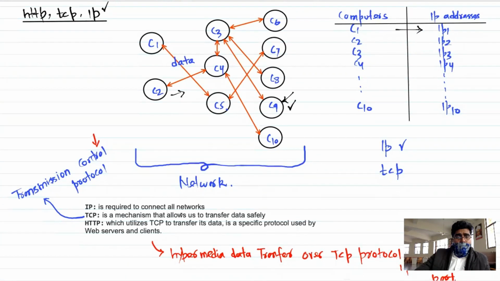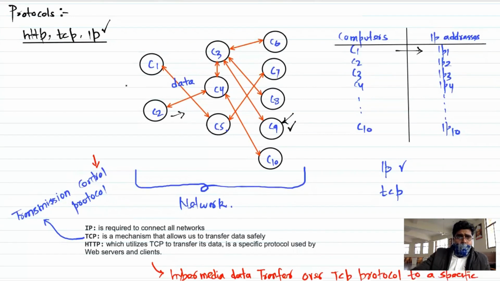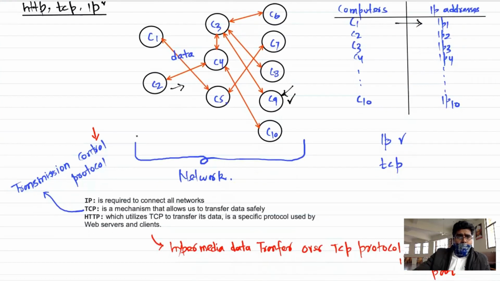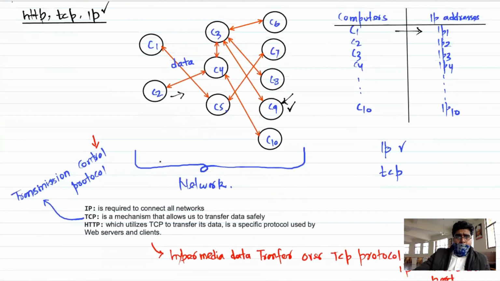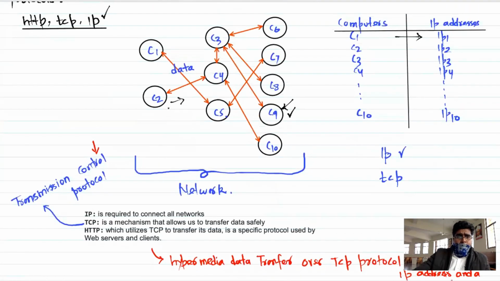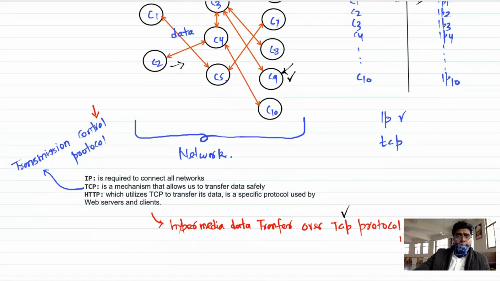So TCP is a mechanism that allows us to transfer data safely. Then what is HTTP? If TCP is required to create a secure transmission, which is why it is called transmission control protocol, then what is the use of HTTP? HTTP stands for hypertext transfer protocol. It means whenever you try to send hypermedia, that particular type of data will be sent to this particular IP address using the TCP protocol, because HTTP is built upon TCP. So all these are connected.